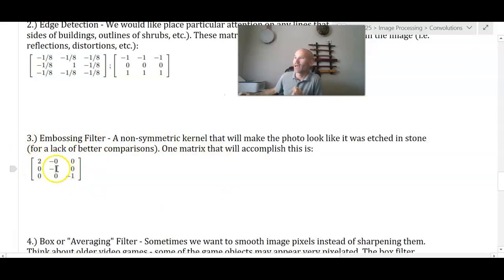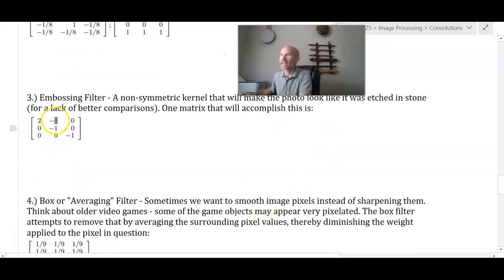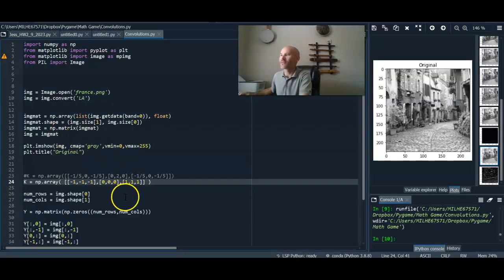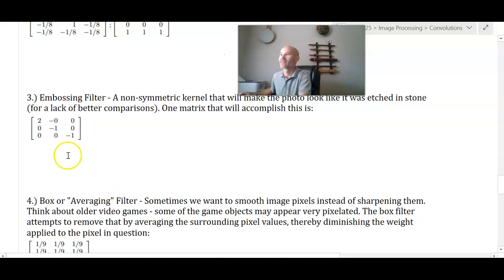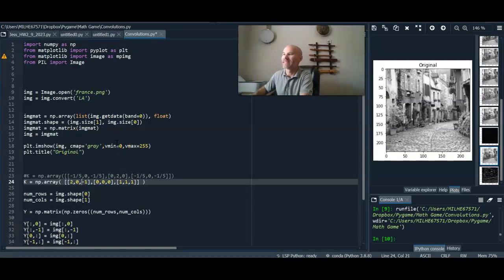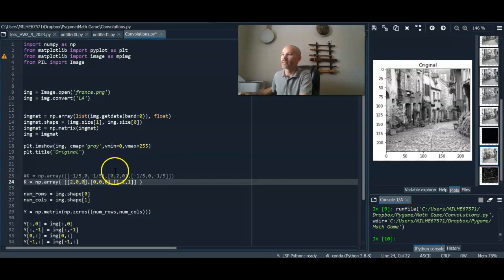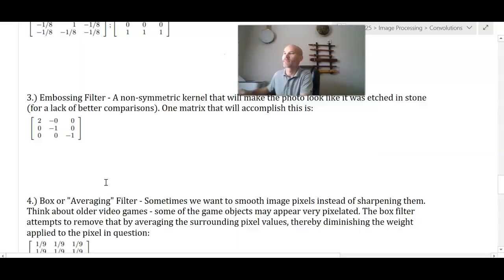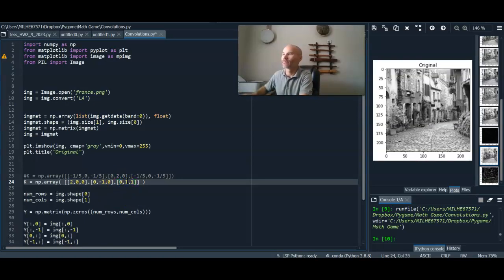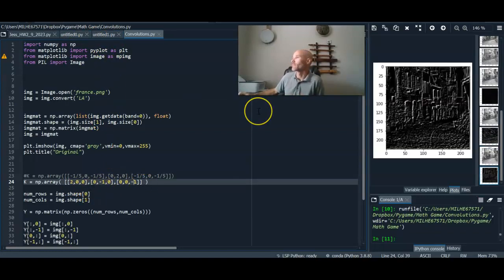Then we have something called an embossing filter, and this is what we call a non-symmetric filter because you can see that it doesn't emphasize all the pixels in the same way. It'll make the photo kind of look like it's etched in stone, and this -0 here is actually just a 0. So we have zeros everywhere except along the diagonal, and if you remember, the diagonal is just from top left to bottom right. That's what we call the diagonal. Then we'll have 0, -1, 0, and then 0, 0, -1. If you notice, those weights add up to 0.